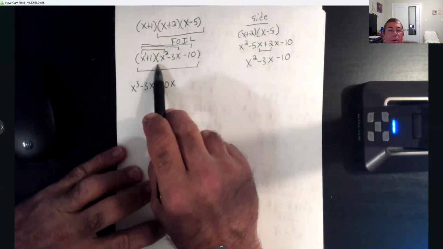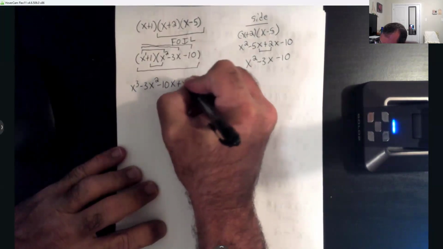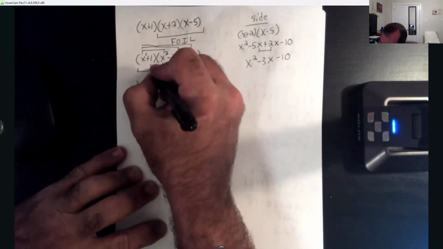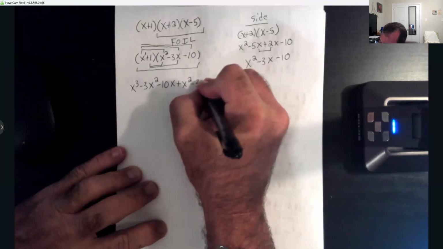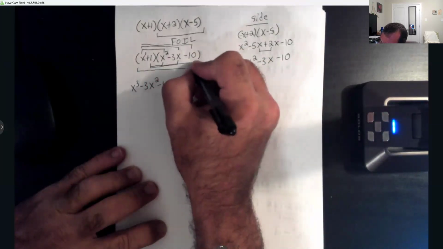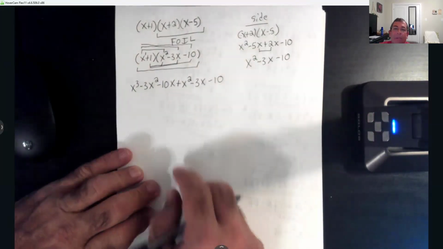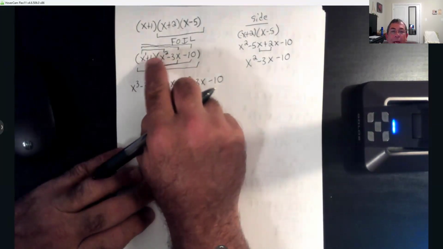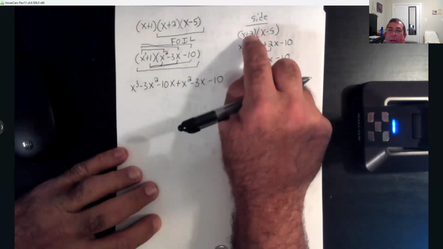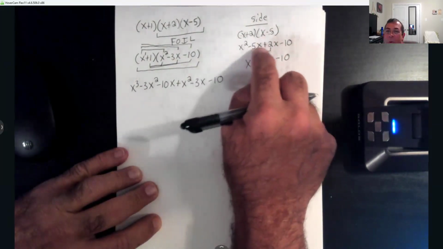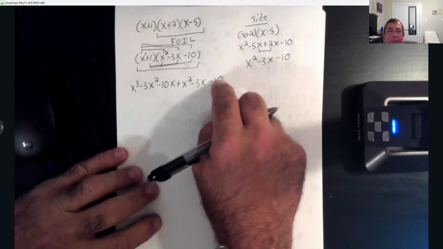Then you're going to distribute the 1. 1 times x squared is x squared. 1 times -3x is a -3x. And then that 1 times -10 is a -10. So when you multiply two things times three, you get six things out here. When you did two things times two things, you had four terms. So however many times however many tells you how many terms.